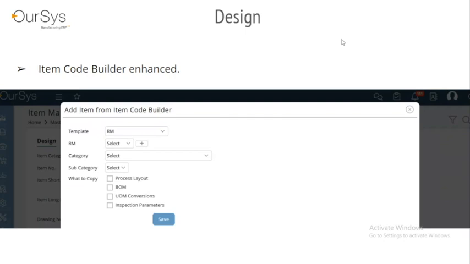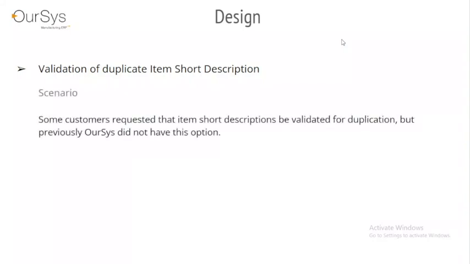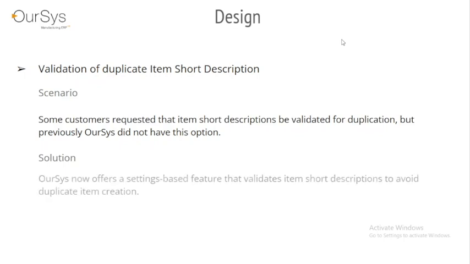Also, we have given a shortcut provision in the item master, where the item code builder template is now integrated directly within the item master screen. Users can create item code without navigating to a separate module.